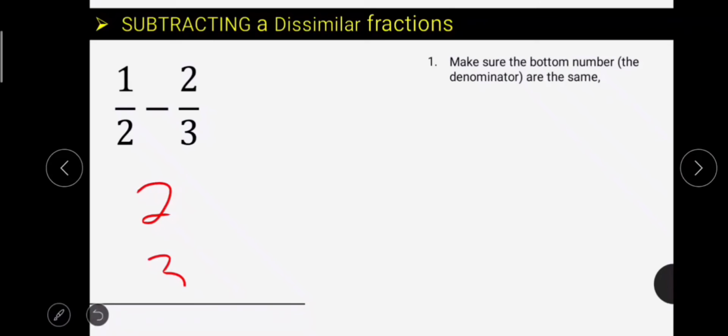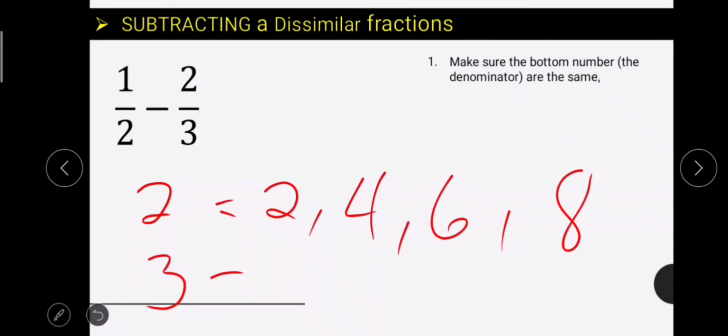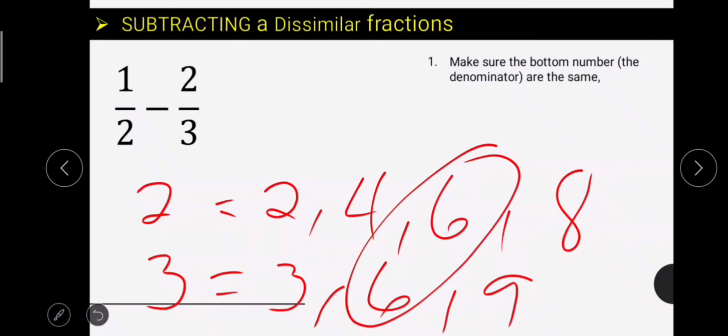So let's start with 2. We have 2, 4, 6, 8. And then 3, we have 3, 6, 9. So the common number is 6. So that will be our LCD.